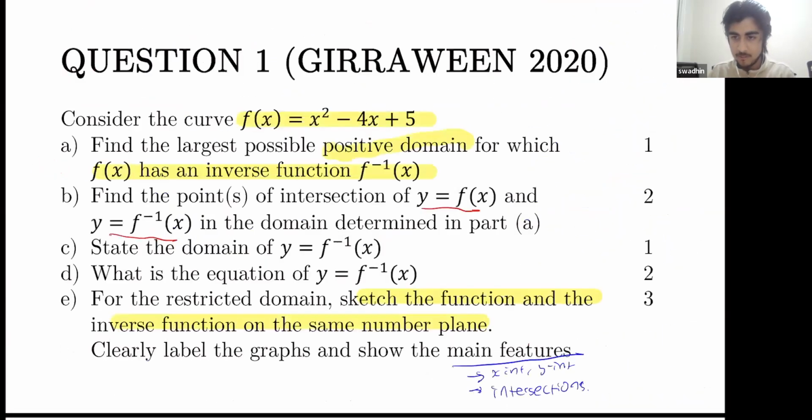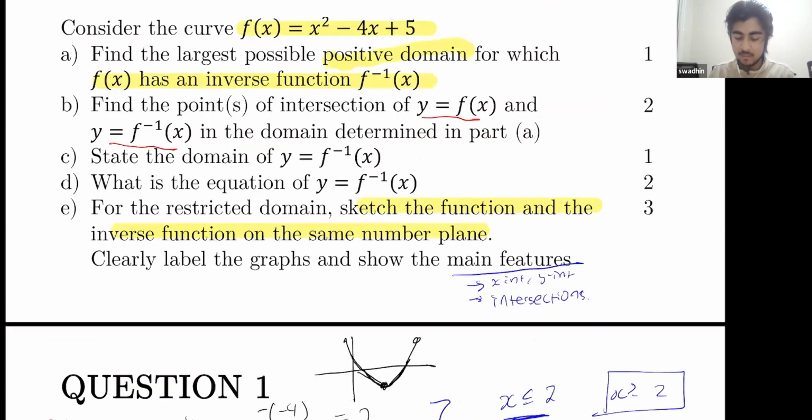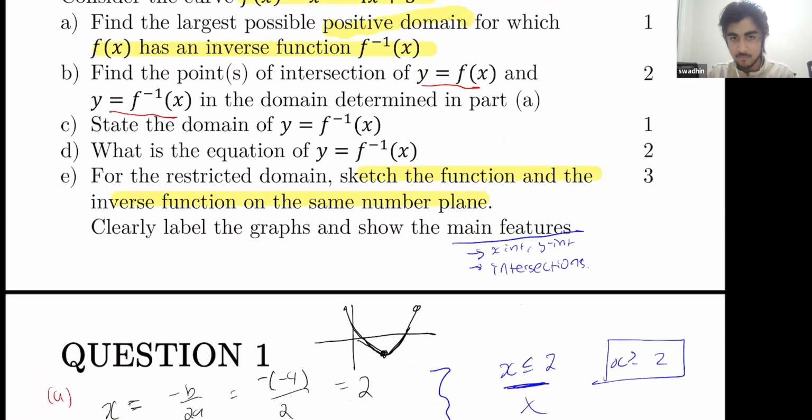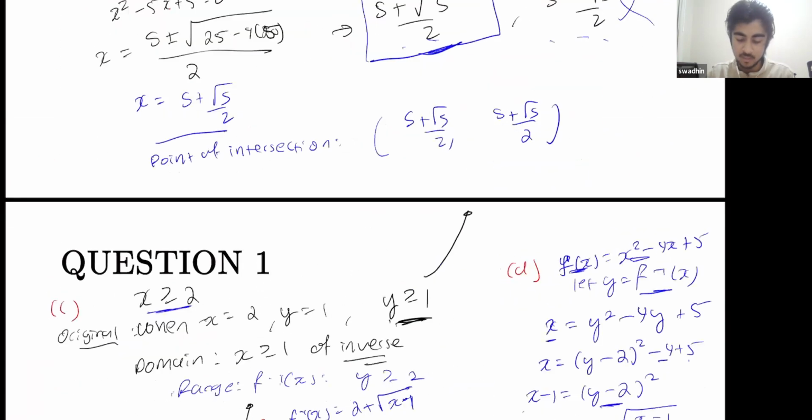So this type of question is very common. It sometimes can be hard with the algebra when you're finding the inverse function, but graphing and plotting them shouldn't be too much of an issue. So does that make sense? All right, good.